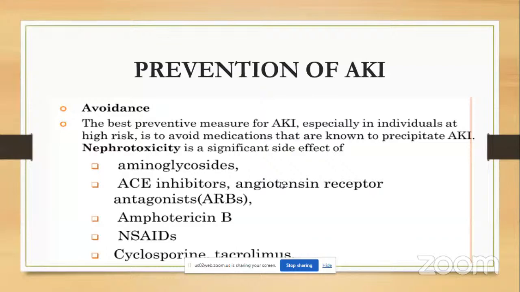The best way to prevent AKI is that the individuals who are at high risk, their risk should be identified, and those factors should be removed to prevent AKI in them. Like if they are taking nephrotoxic drugs like aminoglycosides, ACE inhibitors, amphotericin B, NSAIDs, and cyclosporin or tacrolimus, they should be evaluated for the risk versus benefit ratio, and if possible, their therapies or drugs should be substituted.